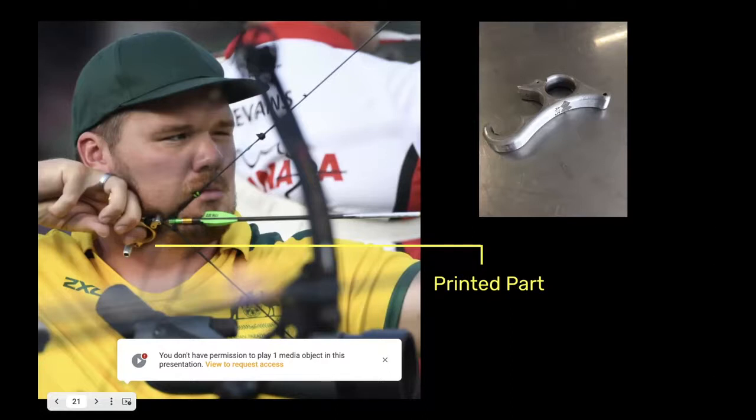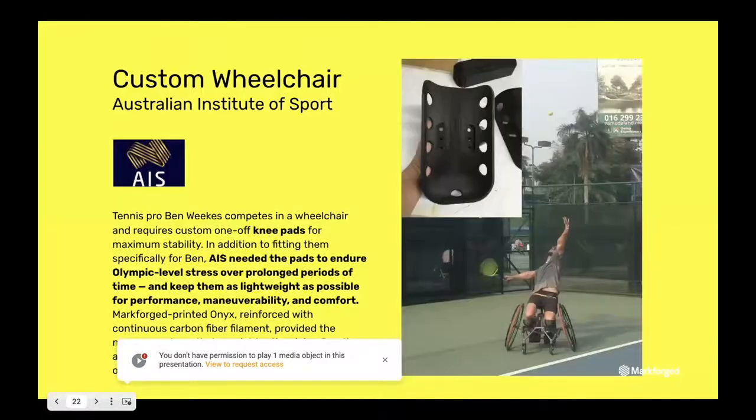Staying with the Australian Institute of Sport, this particular project involved custom one-off knee pads for a wheelchair. The Australian Institute of Sport needed these knee pads to endure Olympic-level stress over a prolonged period of time and keep them as lightweight as possible for performance, maneuverability, and comfort.